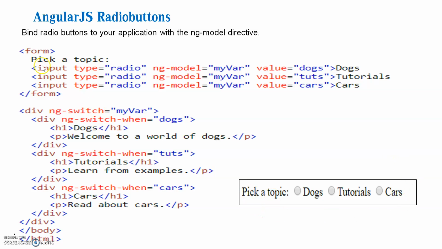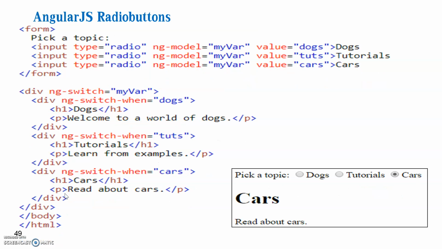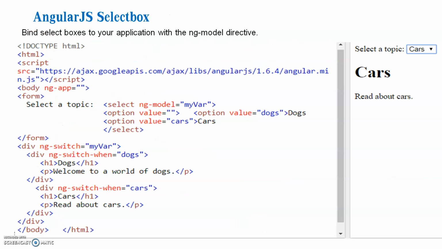So this will be the first view. We pick up a topic, this text, and 3 radio buttons. When you click on this, accordingly any one of these switch cases will execute, and that content will be displayed. So if cars is clicked, then this will be the output. So this is the example of radio buttons.